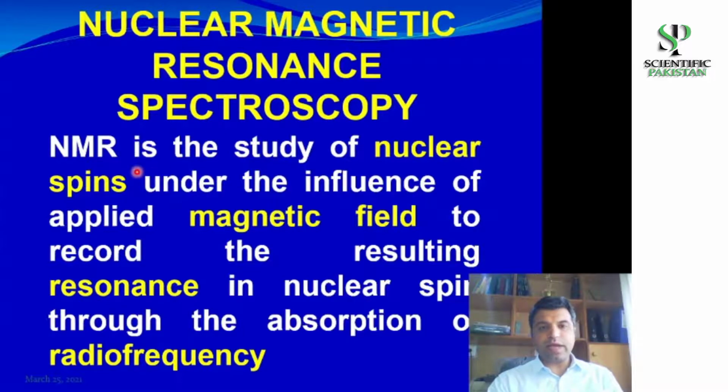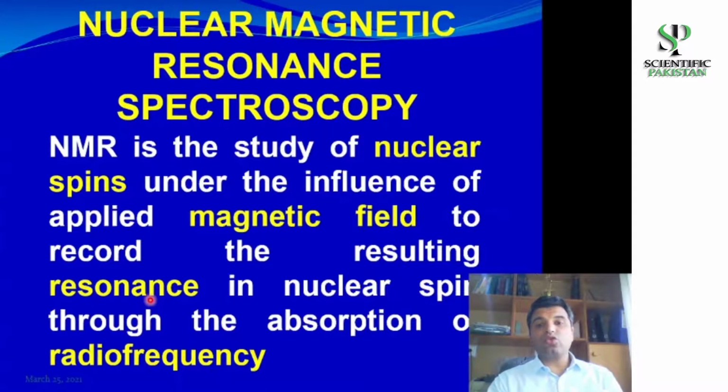So let's see. NMR is the study of the nuclear spins. So we can study nuclei which have some spin under the influence of an applied magnetic field. So we will provide a magnetic field to these nuclei that will bring some changes into the nuclei. Those changes will be recorded, and we will also record the resulting resonance in the nuclear spin through the absorption of radio frequency. What is resonance? You know that when two frequencies match together, a phenomenon takes place that we call resonance.